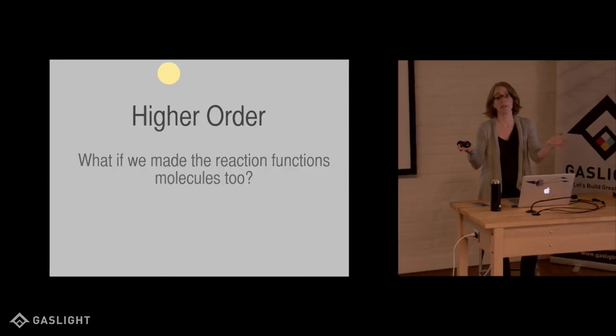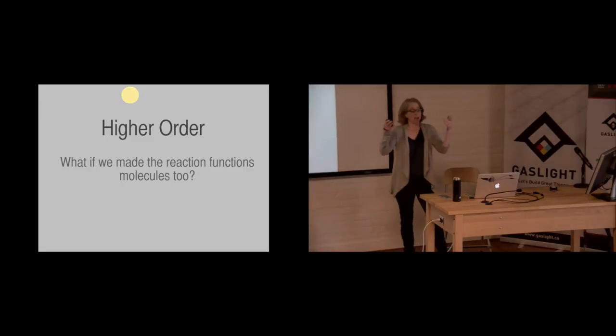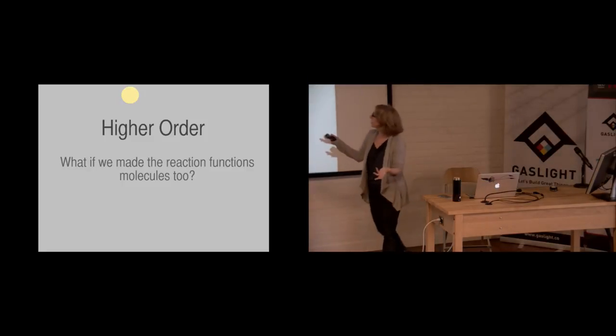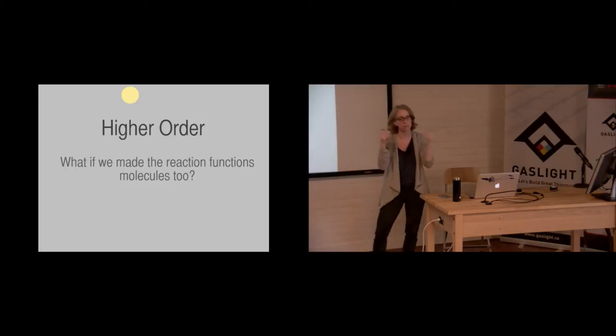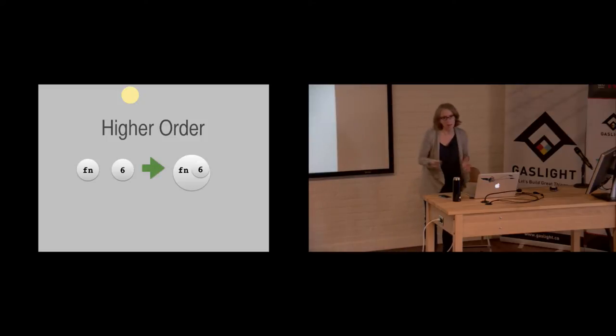Okay, so I know what you're all thinking. You're thinking, what if we made the reaction functions molecules too? Because we had just hard-coded how these molecules are going to react before, but we could not only make molecules of these numbers, we could make molecules of functions. And how cool would that be? So how would this work?